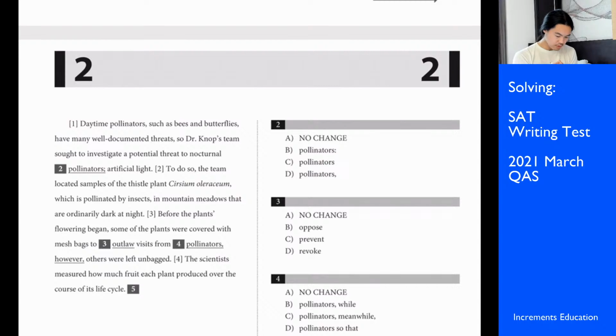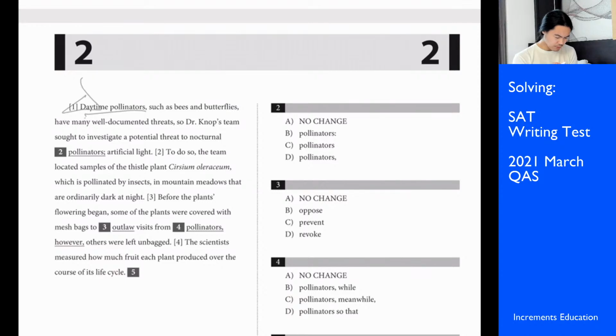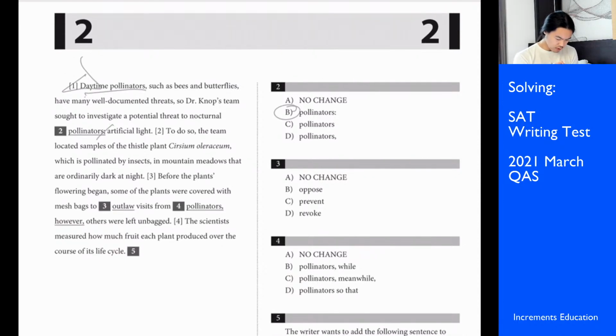Daytime pollinators, such as bees and butterflies, have many well-documented threats. So sought to investigate potential pollinators. We're suddenly at daytime pollinators. It's kind of surprising. Okay. Sought to investigate potential nocturnal pollinators. Okay, well, we have to have this colon to do so. To investigate this threat, they located samples.